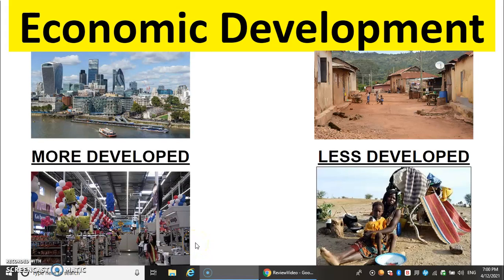Students, in today's video, we're going to review economic development. We're also going to learn of some new ways to look at whether countries in the world are more developed or less developed.